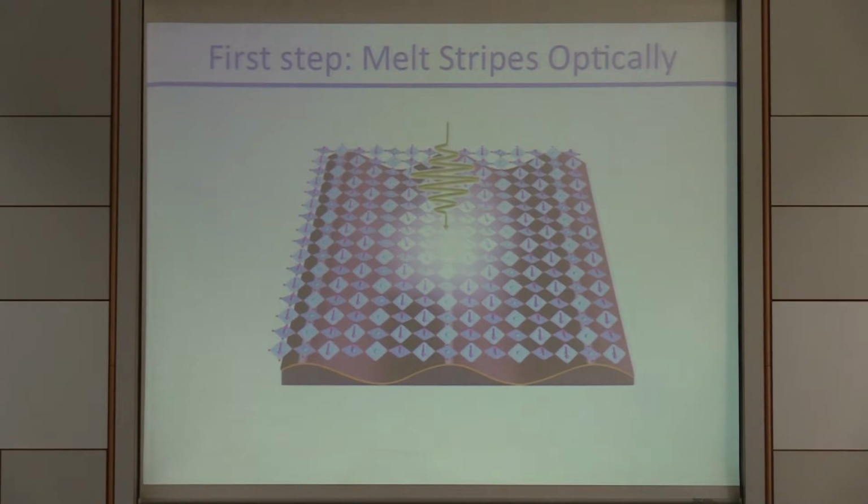So the protocol, or the hypothesis, is we should come with light. You have these stripes, shake the lattice in the correct way with all my couplings, melt the stripes, and then make sure that the tunneling appears.